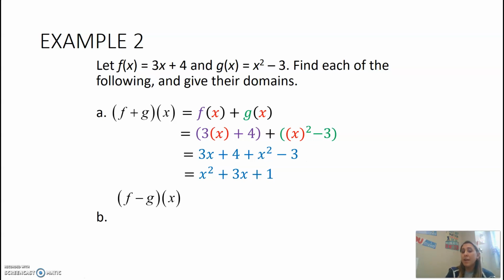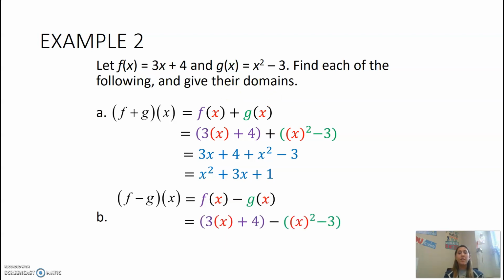Now we're going to do f minus g of x. And it's the same process. So we want to find f of x first, then g of x. Okay, so we've got that. The next thing we want to do is we want to plug in x. So we've got 3x plus 4. Again, minus, there's the minus sign. It comes from right here, and that came from right here. So we want to subtract.